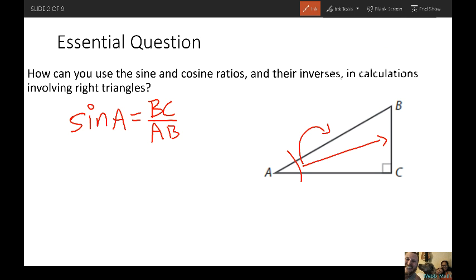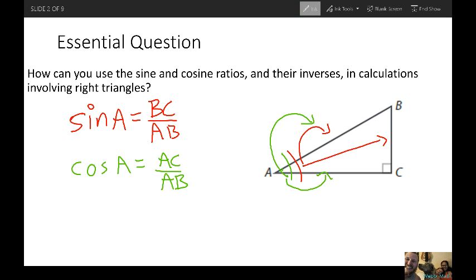Cosine, on the other hand, I'll use a different color. The cosine of angle A, unlike sine, instead of opposite over hypotenuse, will be adjacent over hypotenuse. So its ratio is going to be AC all over AB. So that's what sine and cosine look like as opposed to tangent. Notice how we're using the hypotenuse for both of them.